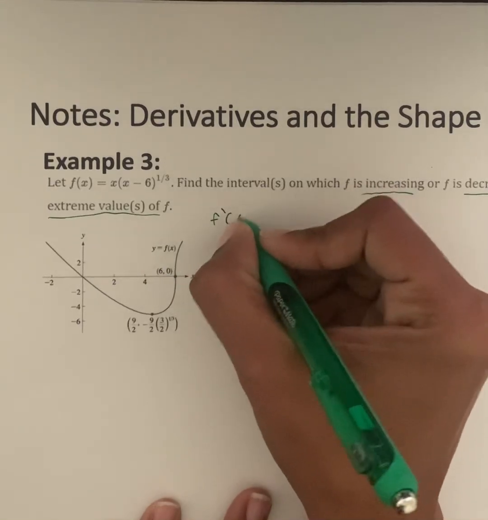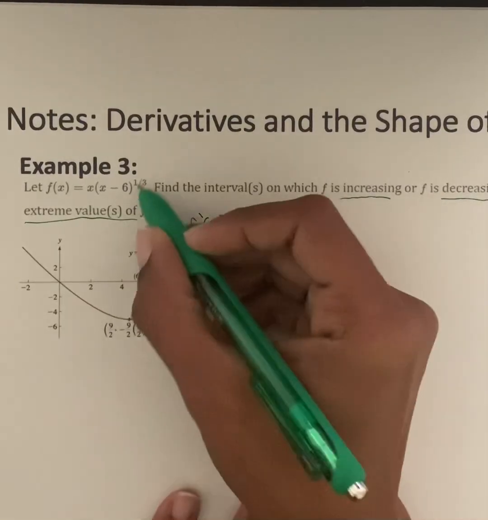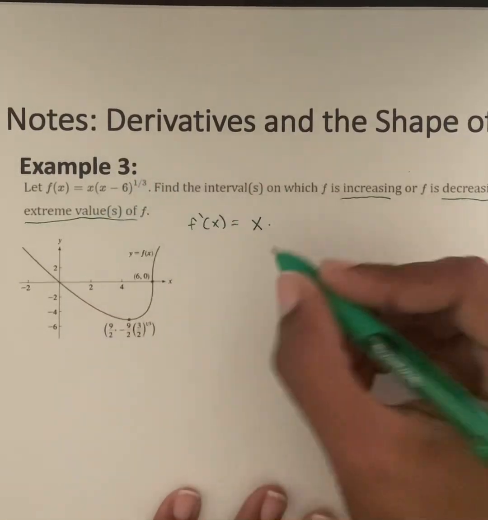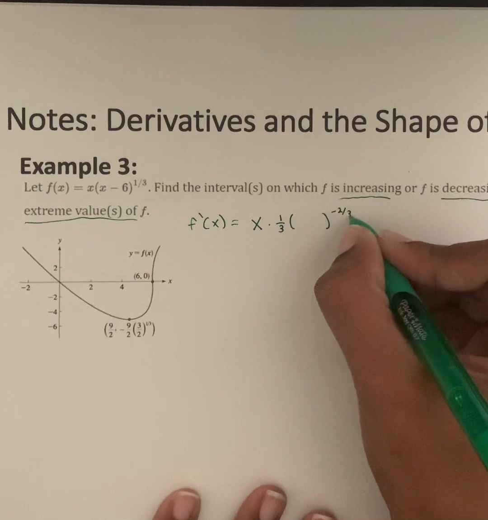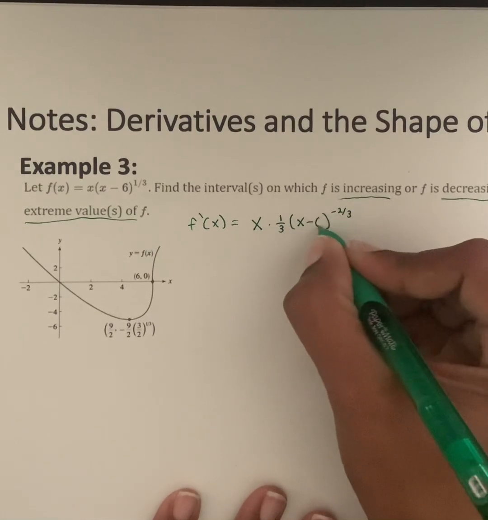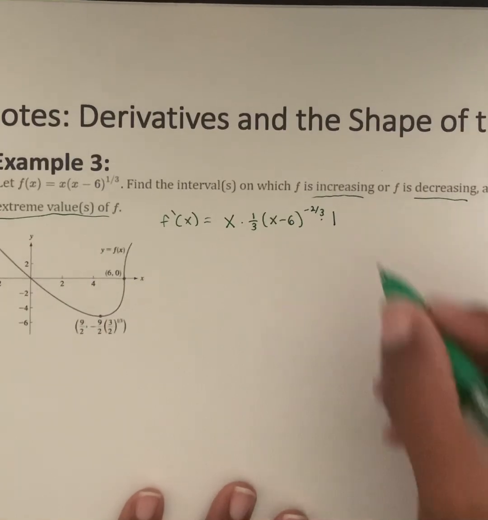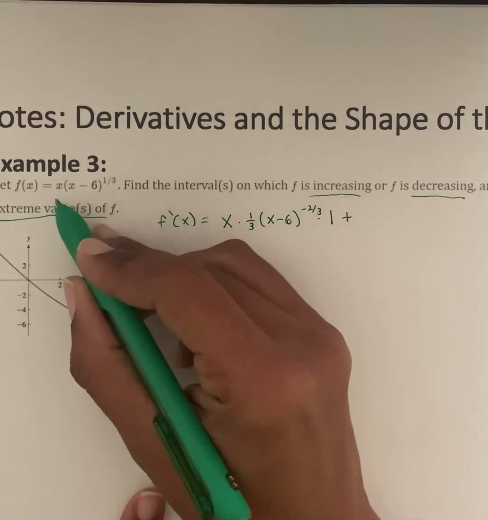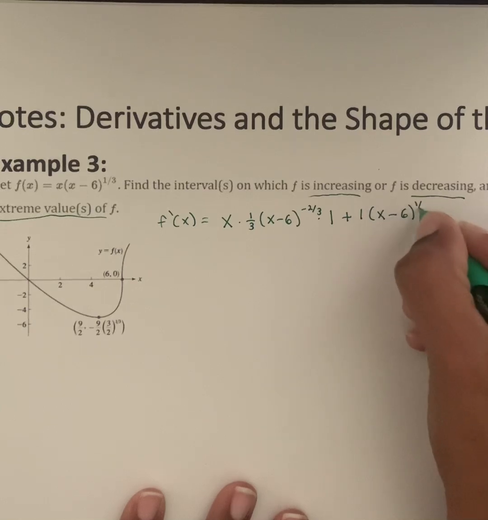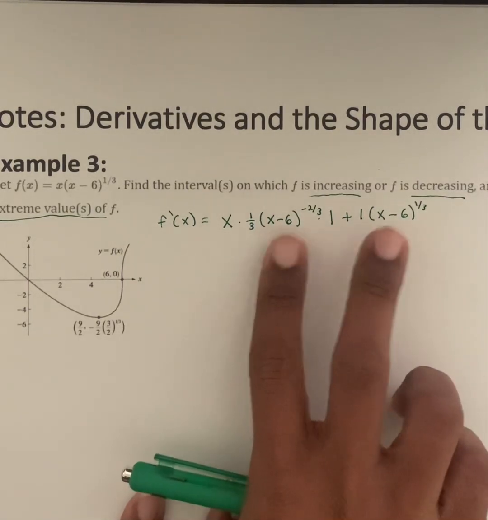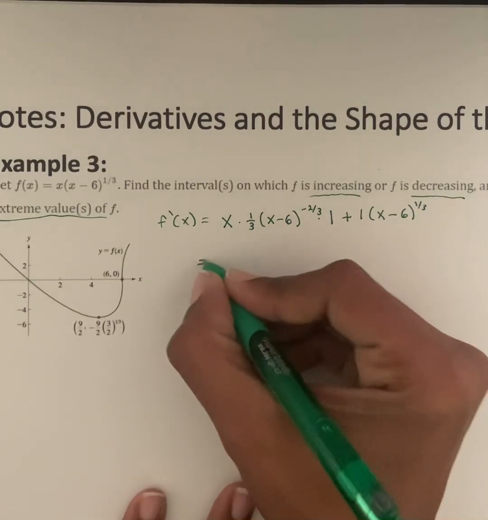We are going to take the derivative: we will keep the x, times the derivative of this (x minus 6) to the 1/3. So that is 1/3 (x minus 6) to the negative 2/3, keep the inside function times the derivative of the inside function, which is 1, plus the derivative of x, and then keep the (x minus 6) to the 1/3. We will recognize that both terms here have x minus 6, so we'll factor that out.